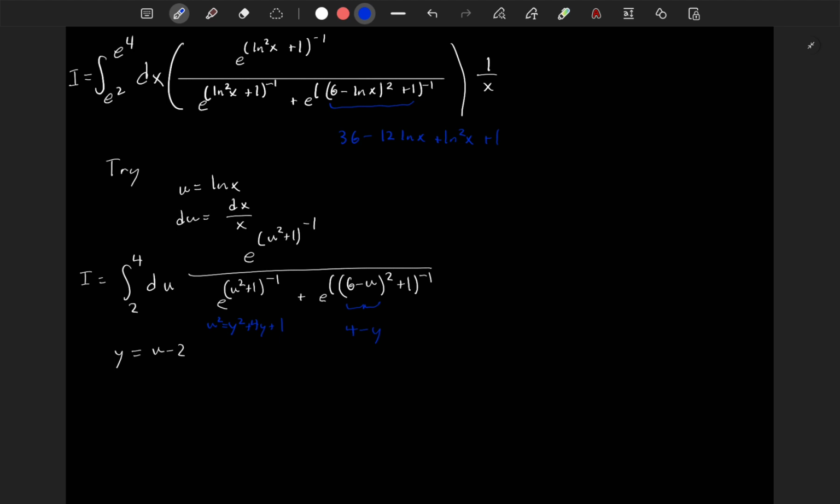Maybe there's some trick I'm forgetting, like King's rule or however that went. King's rule, well, I don't even remember. It was something like the integral from a to b of f of x is the same thing as the integral from a to b of f of a plus b minus x. I think that was King's rule.